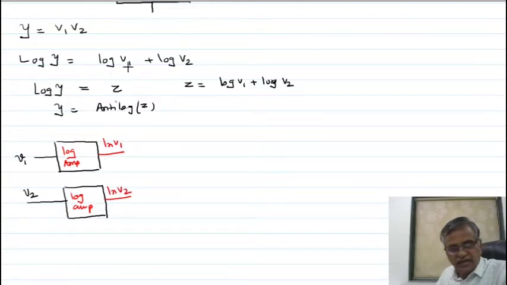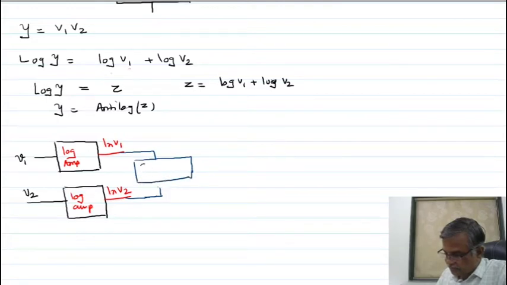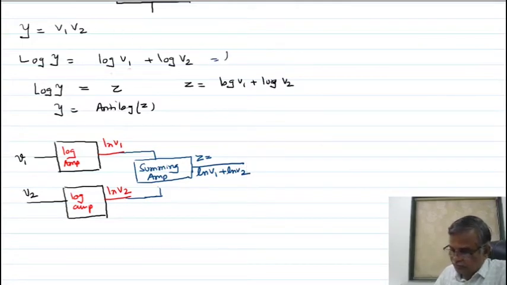See, here what I did is the summation. I can do the summation of these two signals with the help of a summing amplifier. So I'll get the output Z. Z is nothing but ln V1 plus ln V2.